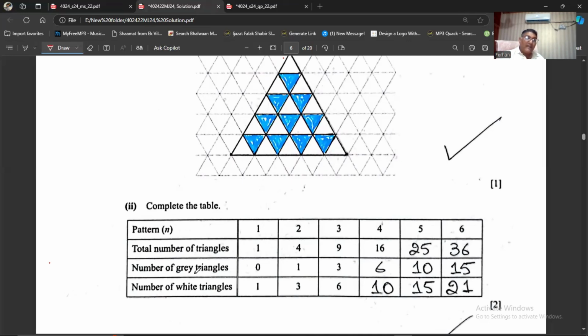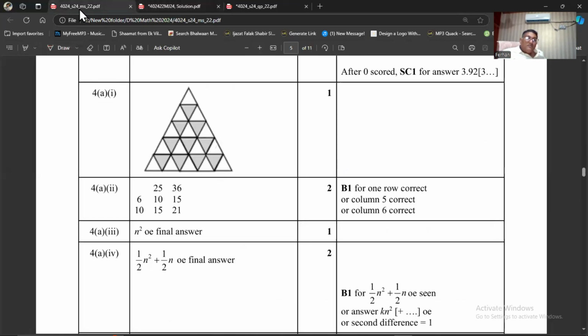Then you have to tell the number of the white tiles. Number of the white tiles will be the total number of the tiles minus the gray tiles. So 1 minus 0, it will be 1. 4 minus 1, that will be 3. 9 minus 3, that will be 6. 16 minus 6, that will be 10. 25 minus 10, that will be 15. 36 minus 15, that will be 21. So this is how you will complete this table. I hope you understand. From the total number of the tiles, I have subtracted the number of the gray tiles, and you will get the number of white tiles. Okay.